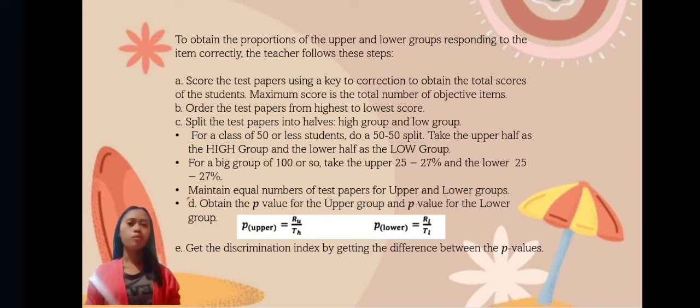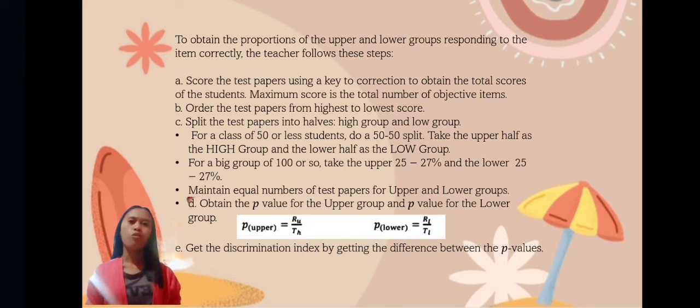Maximum score is the total number of objective items. Second, order the test papers from highest to lowest. Kasagaran ilahang i-order ang paper bitaw sa mga estudyante from highest to lowest kung kinsa kinatak-ag score hangtod sa kinagamyang score. Next is split the test papers into halves, high groups and low groups.